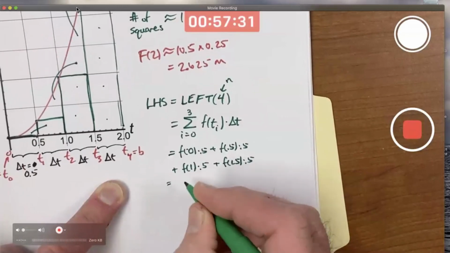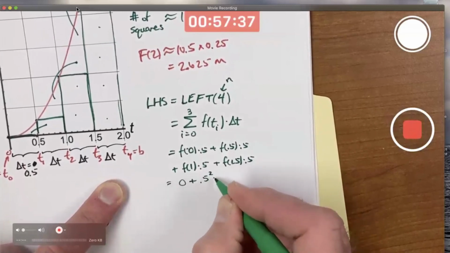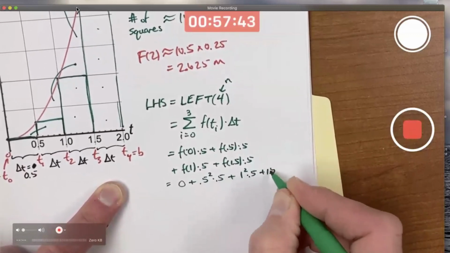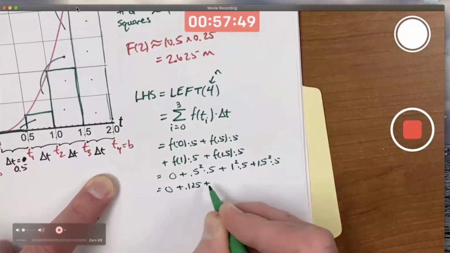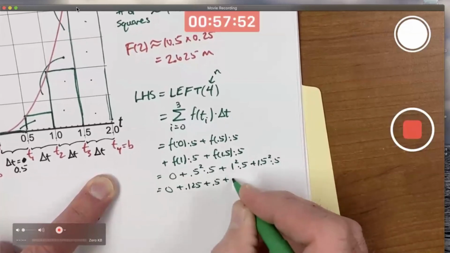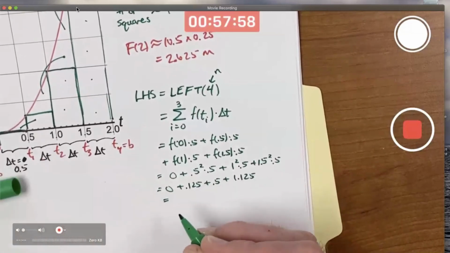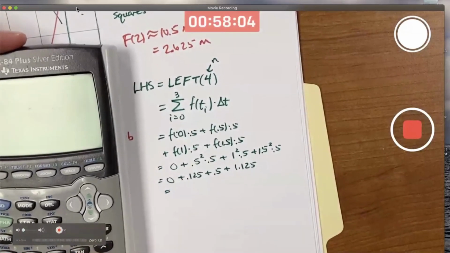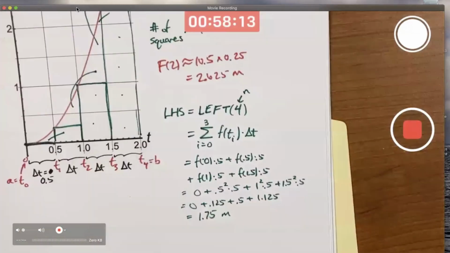f of 0 is 0 squared, which is 0. 0 times 0.5 is 0. For the next one, I get 0.5 squared times 0.5. Then I get 1 squared times 0.5. And then 1.5 squared times 0.5. 0 plus 0.125 plus 0.5 plus, this ends up being 1.125. Put those all together, 1.75. 1.75 meters is an underestimate for the distance traveled.